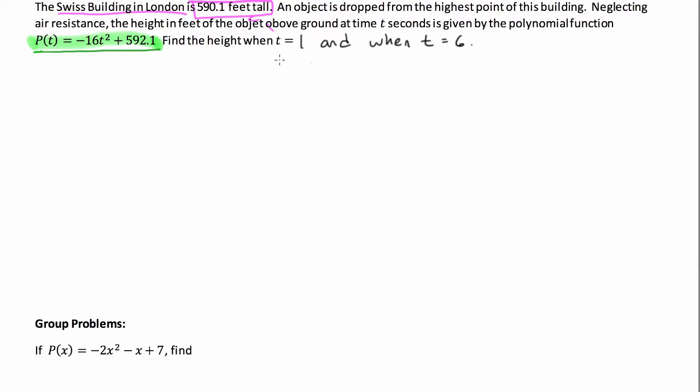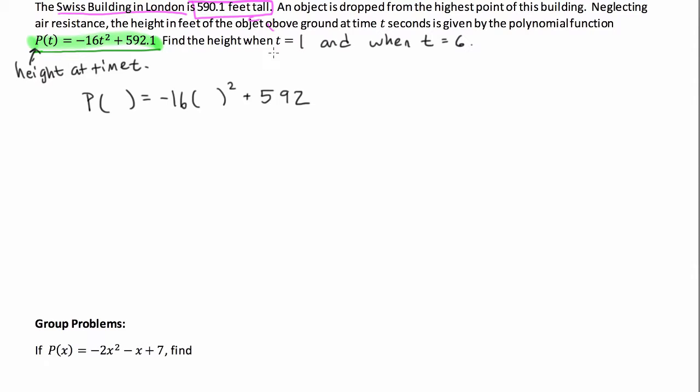So all they're saying is this function is outputting the height. So this is height at time t. So all you have to do is take that function. So this is p of some time equals negative 16 times some time squared plus 592.